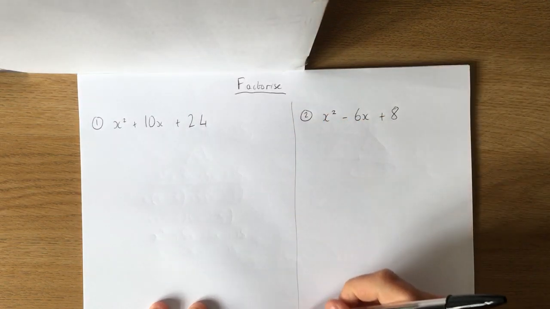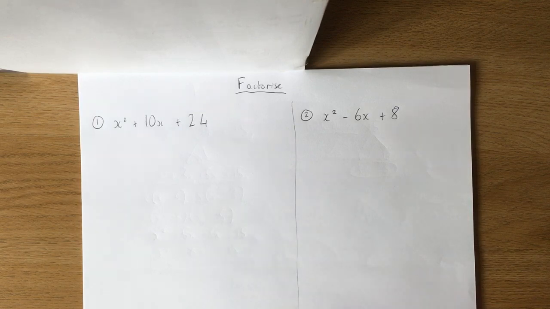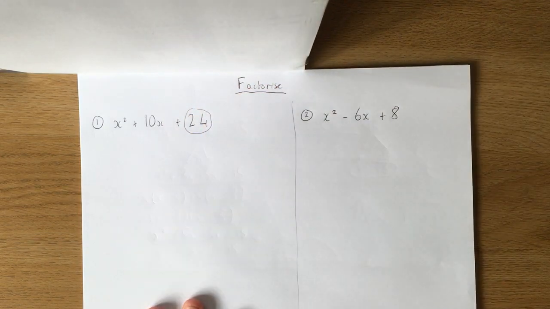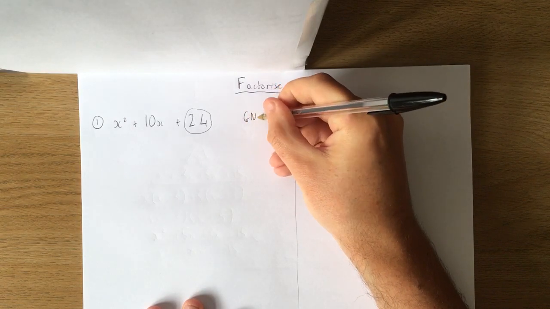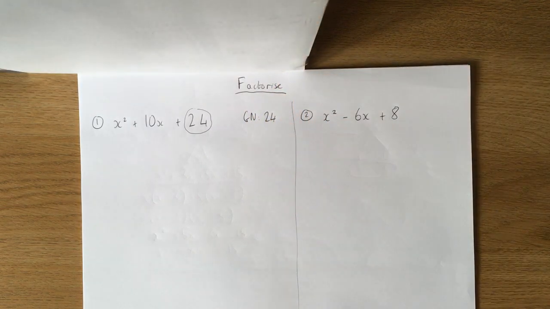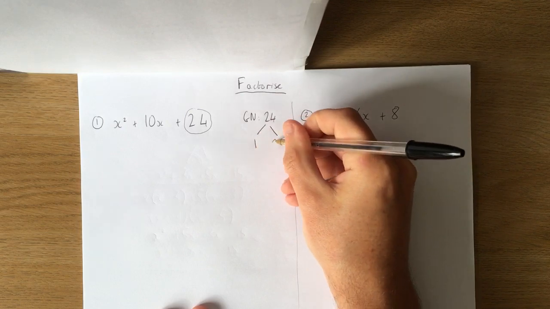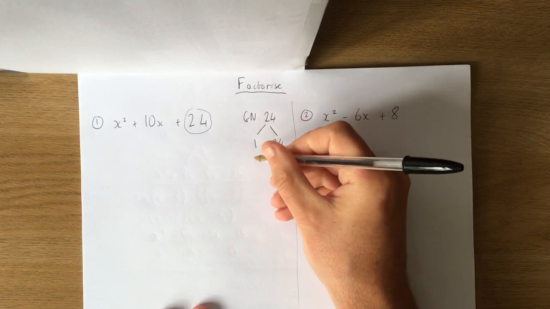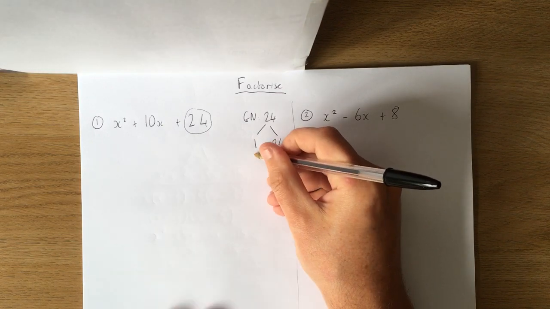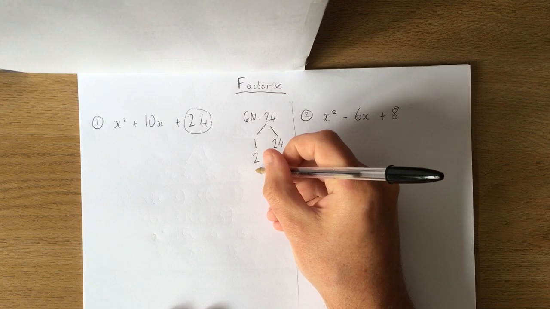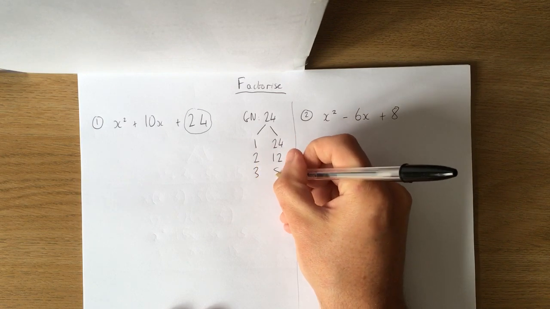So first one, x squared plus 10x plus 24. My guide number is my number on its own at the end. So guide number is 24. I write down my pairs of factors of 24. So 1 goes into 24 24 times. Does 2 go in evenly? Yes, it does. 2 goes in 12 times. Does 3 go in evenly? Yes, it does. 3 goes into 24 8 times.